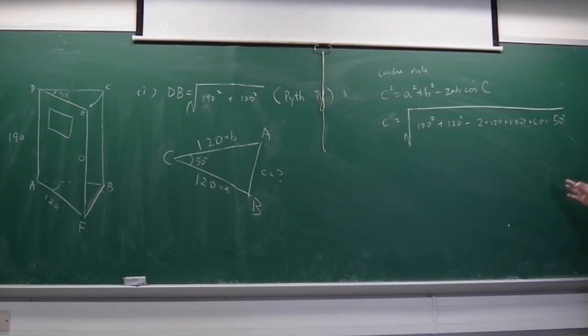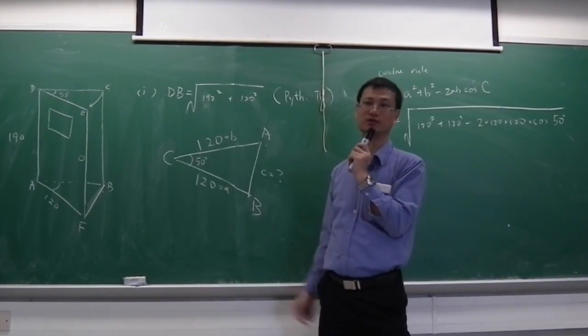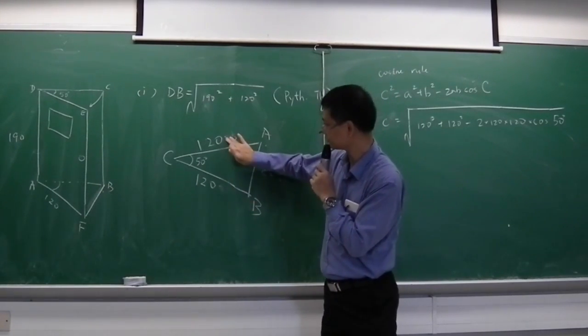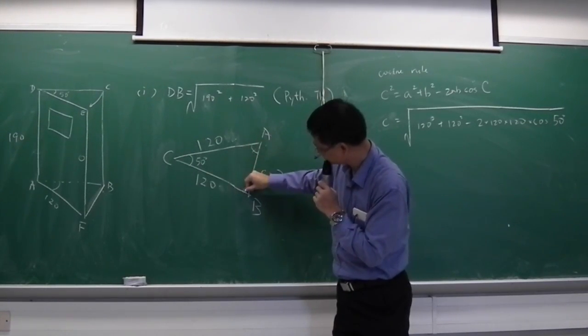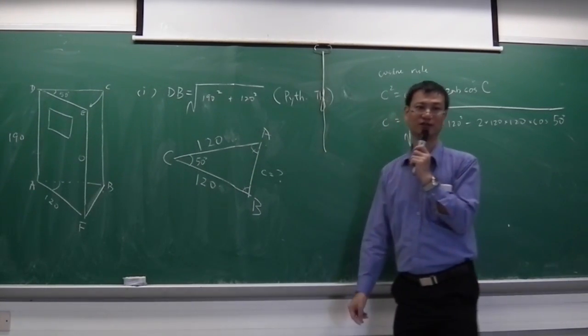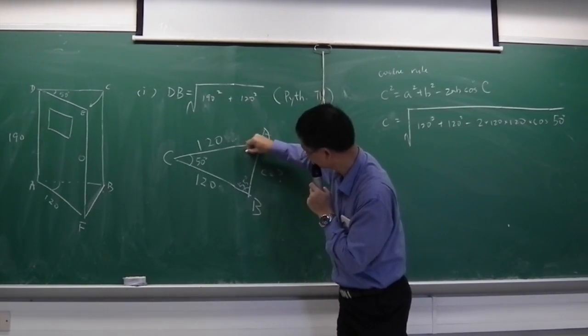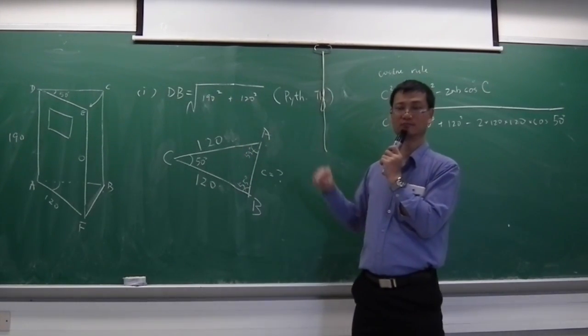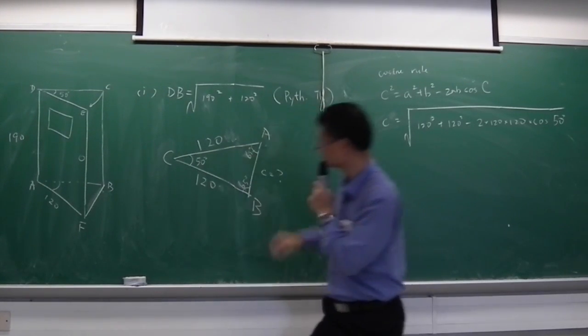Anyway, using the calculator, you'll be able to find C. And obviously, this is slightly complicated. So, if you are careful enough, you may be able to find an easier way. Why? Because 120 and 120 are the same. That means this is an isosceles triangle. As a result, these two angles must be the same. And what is that angle? Yeah, just actually 55 degrees. No, 65 degrees, sorry, 65. Yeah, just 65 degrees.